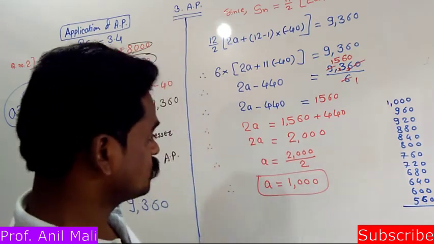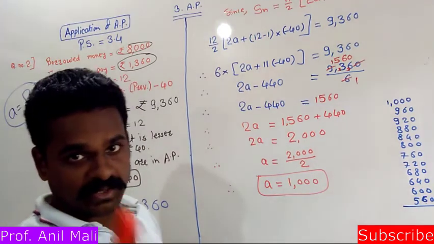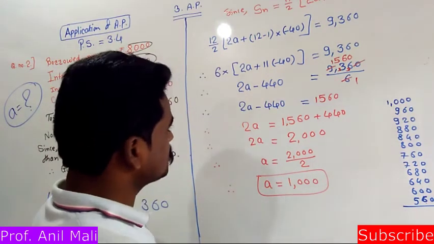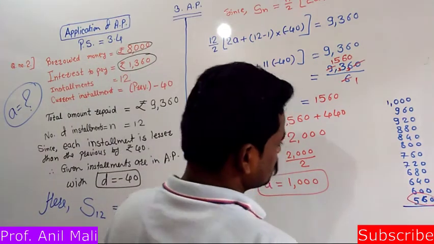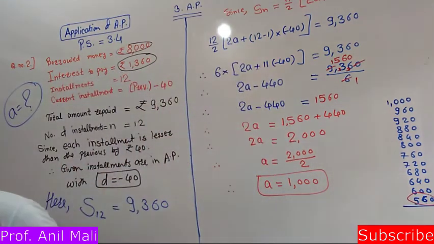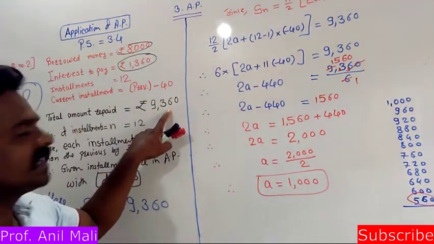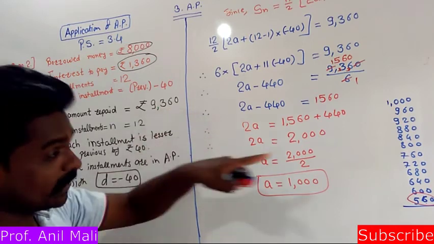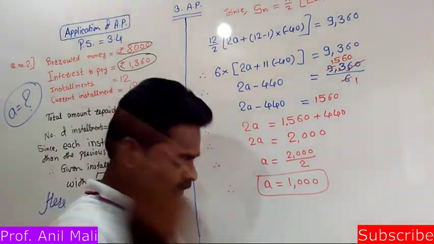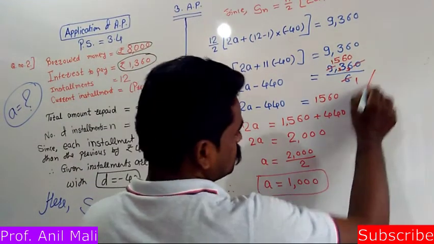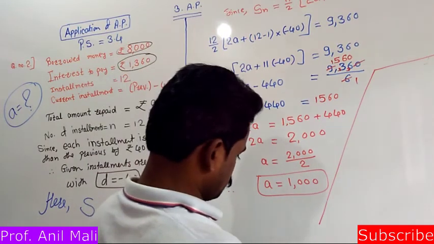They have asked us to find out the last installment also. How can we find out the last installment? The last installment will be your 12th installment. Just remember this one, 560. We will find it out. And if you do the sum of all these, it will come to 9360. Obviously you can do it. Now we need to find out the last installment, which will be your 12th installment.